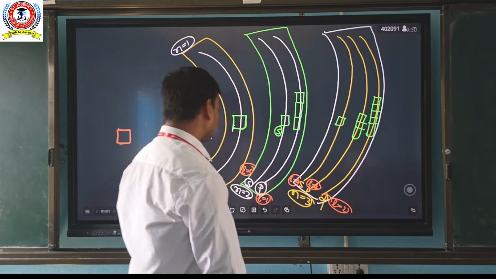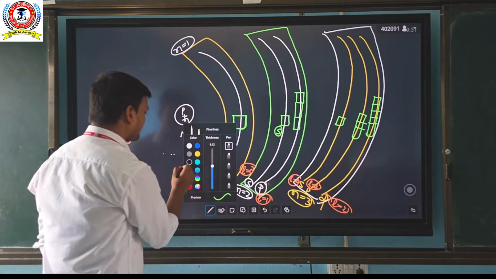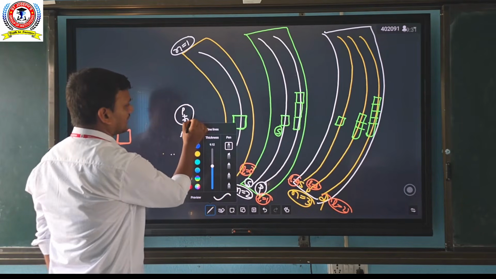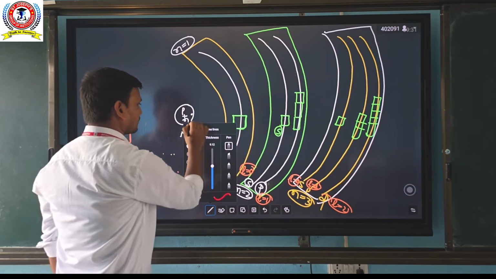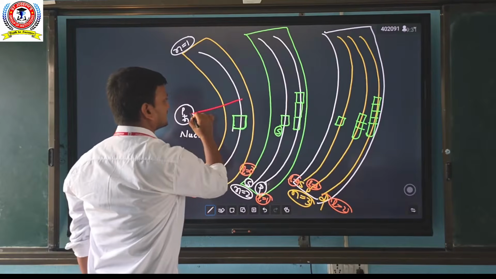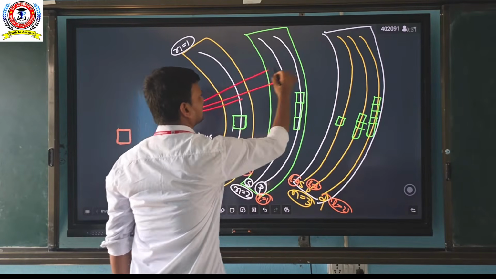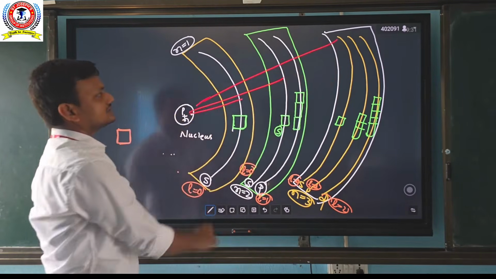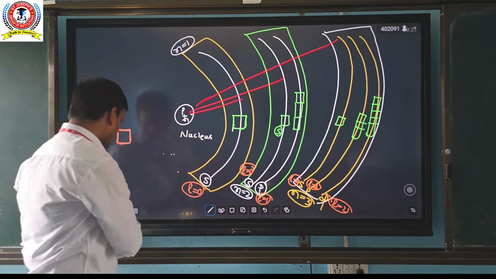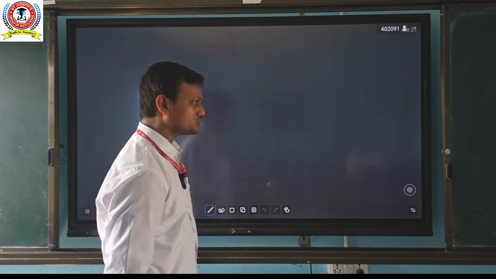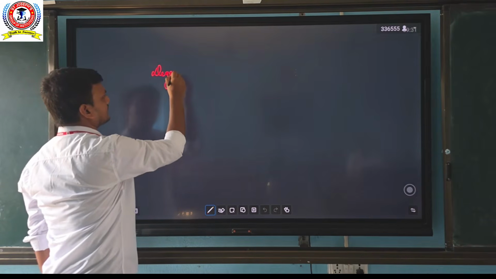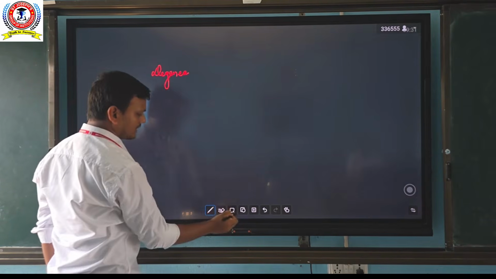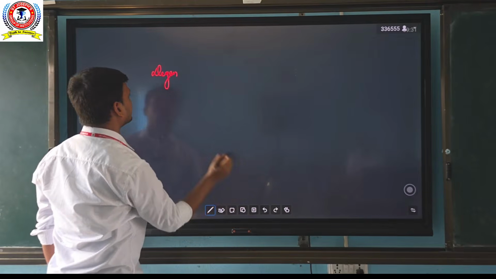Okay, now this is the recap of the first lecture and second lecture. And we know that as we go towards the right, that means distance increases from the nucleus. Okay, now start. Students, we discuss what do we mean by degenerate orbital.